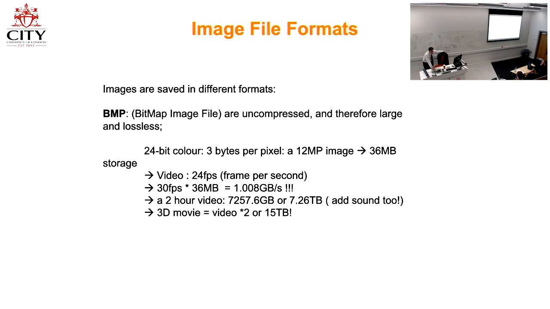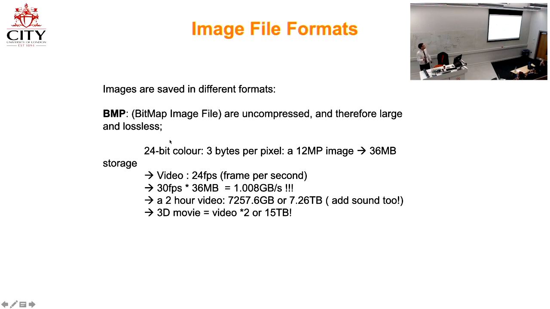Just a quick note on different image file formats. As discussed before, the raw format image, usually BMP, is a bitmap where each pixel has 24 bits, so you have 3 bytes per pixel. If you have a 12 megapixel camera, you're talking about 36 megabytes, right? So it's a huge image. It's a lossless format. It keeps everything as is.